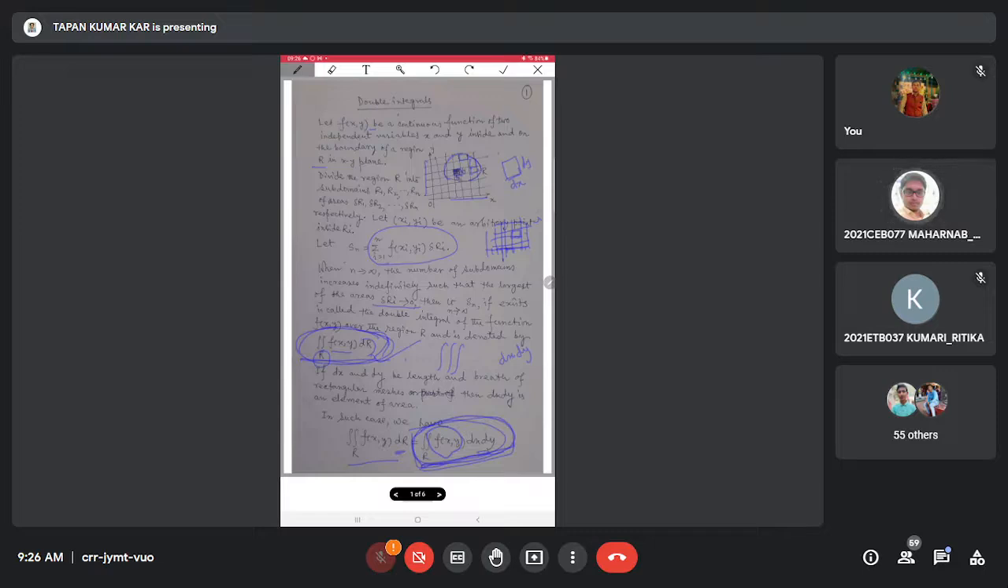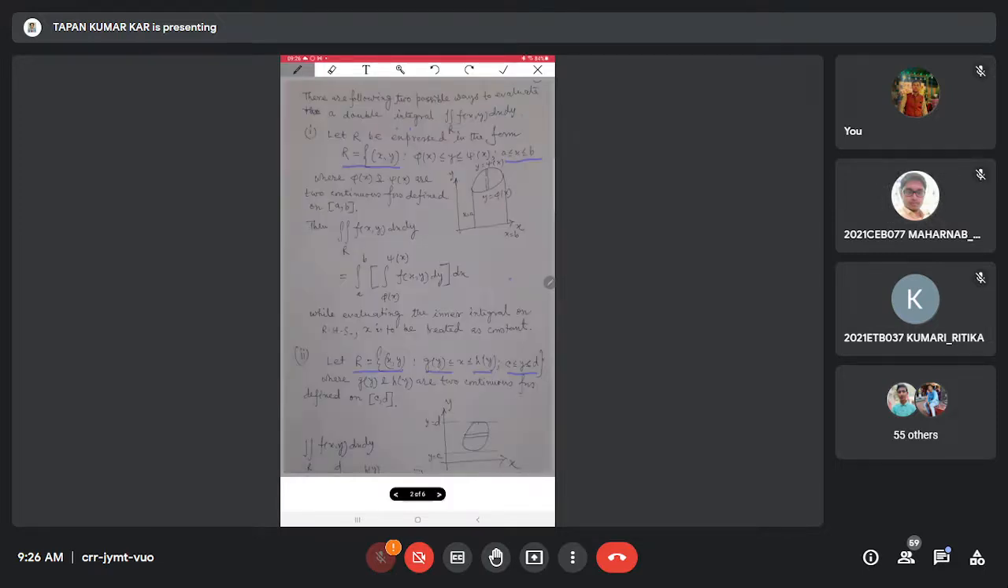Okay, sir, understood. Okay, but here, mainly these two types of integral, there are many sub-cases that will be discussed. How will you evaluate these types of integrals? In case one, y varies from phi x to psi x and x varies from a to b, and in case two, x varies from g(y) to h(y) and y varies from c to d.